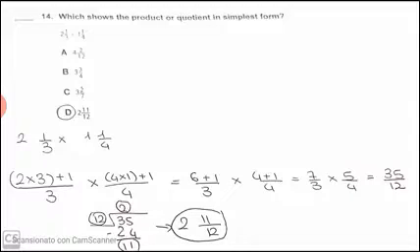Number 14, which shows the product or quotient in simplest form. We have 2, 1 over 3 times 1, 1 over 4. Two mixed numbers. So we transform them in fractions. We have 2 times 3 plus 1 over 3 times 4 times 1 plus 1 over 4. So 2 times 3 is equal 6. 6 plus 1 is equal 7. So the first fraction becomes 7 over 3. 4 times 1 plus 1 is equal 5. So the second mixed number becomes 5 over 4.